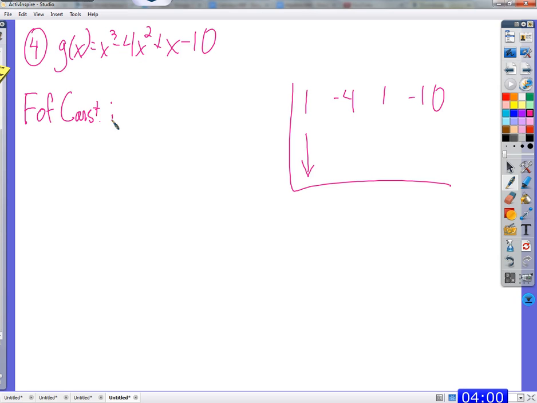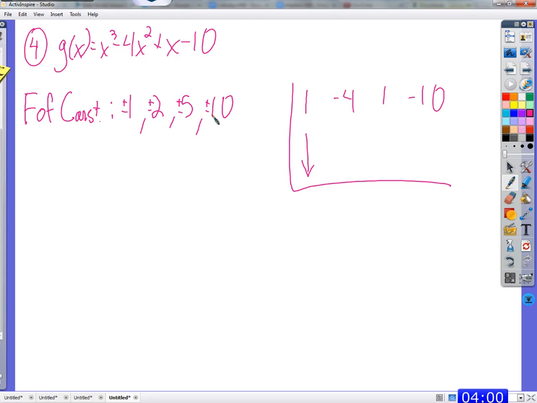5 and 2. 2 and 5. 1 and 10. I'm just writing them in order. But it has to be negative. So if 2 is positive, negative 5. But if 5 is positive, 2 has to be negative. Right, so all of them have to be allowed to be positive or negative.